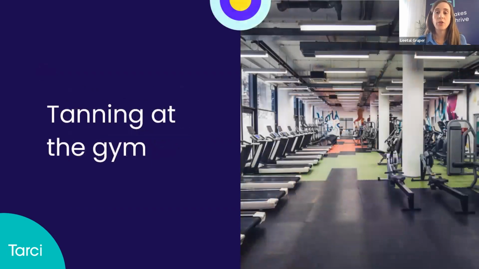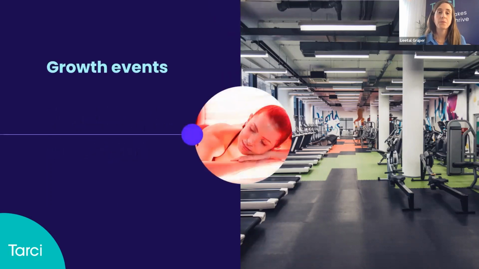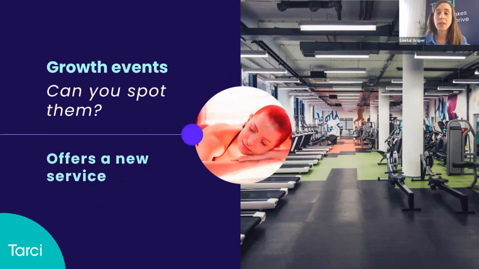Let's say you have a gym as a customer, and they decided to add a tanning bed service. Now, this is a material change signal that needs to be accounted for as it presents a new liability risk. Dynamic data would alert you to that change, and you can reach out and adjust their coverage accordingly.